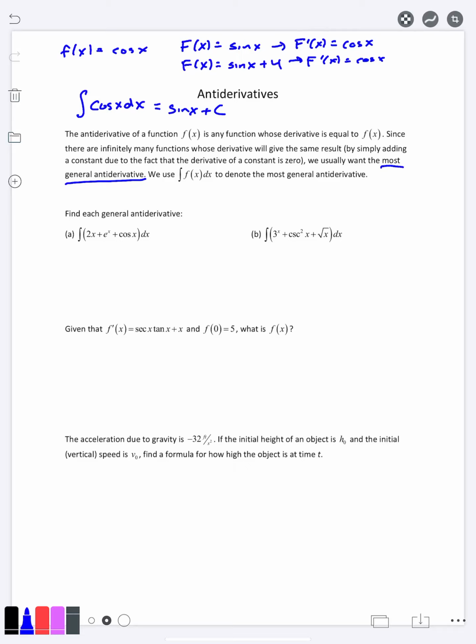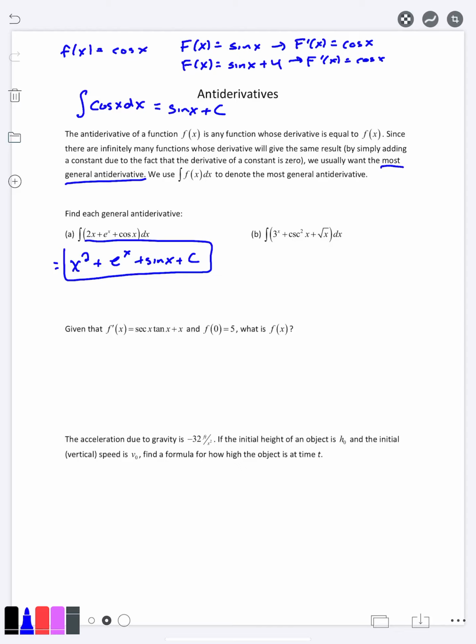Now what if we want to do something like that with a more complicated function here? So I gave you a bunch of things here. It turns out that when you're adding or subtracting, you can just look at each part separately. So you might say, what function gives you a derivative of 2x? Well, that would be x squared. What function gives you a derivative of e to the x? That would just be e to the x as well. And what function gives you a derivative of cosine x? We already saw that. That is going to be sine x. And then we don't forget our plus c there. And this would be the full correct answer.